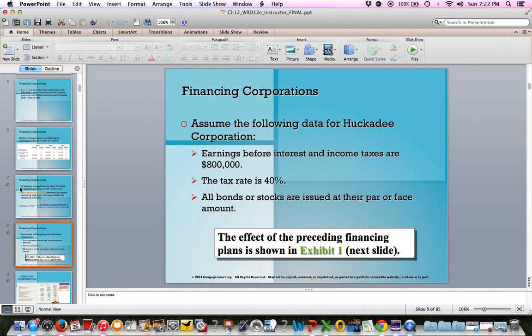Assume the following data for Huckabee Corporation: earnings before interest and income taxes are $800,000. The tax rate is 40%, and all bonds or stocks are issued at their par or face amount, which makes it easier to analyze.